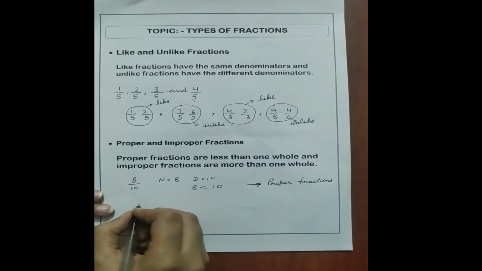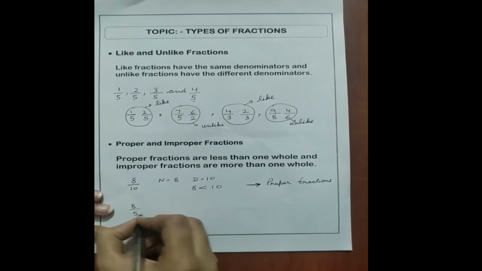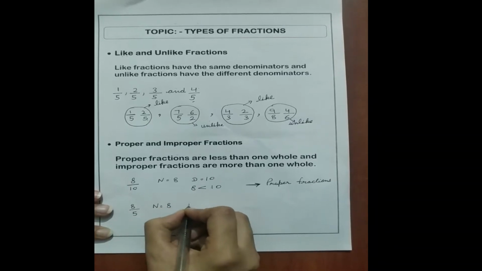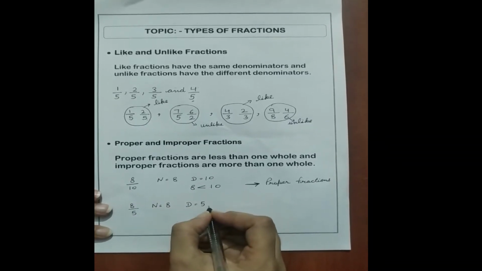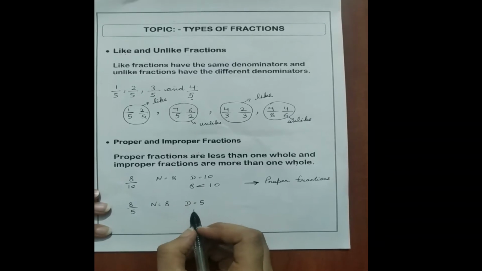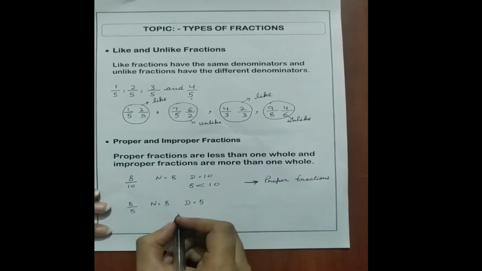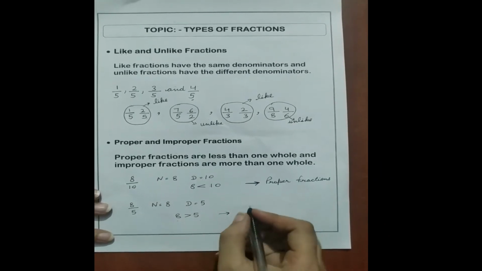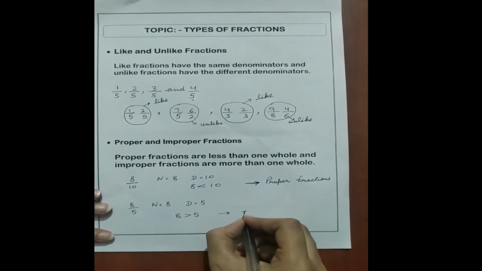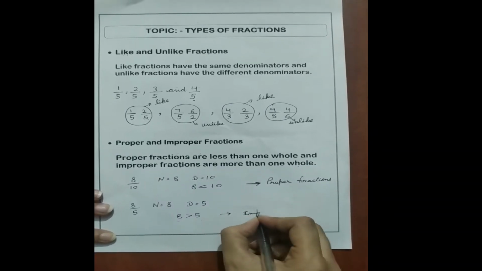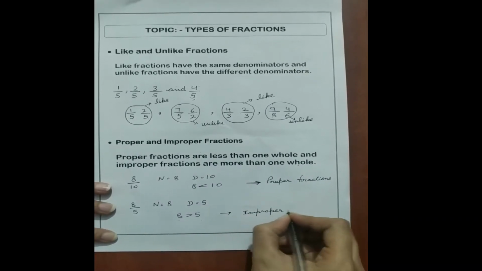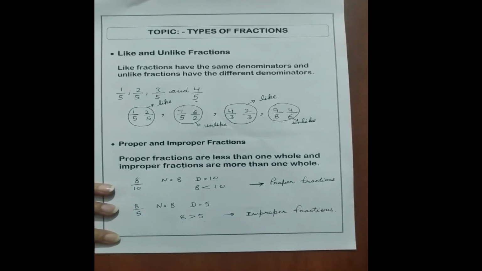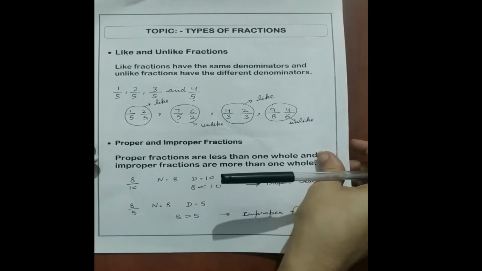Let us consider another fraction, that is 8 by 5. Here the numerator is 8, denominator is 5. Here you can see the numerator is greater than the denominator. So such fractions are called improper fractions.